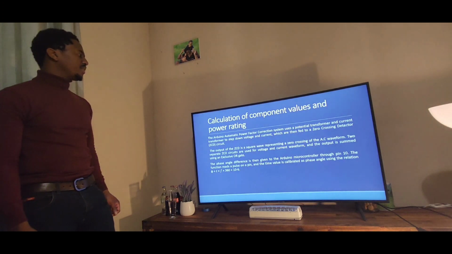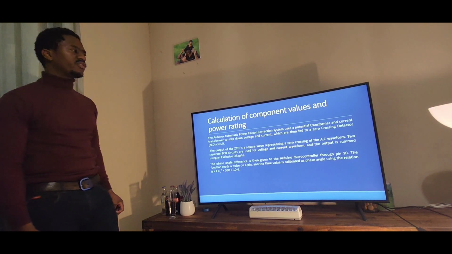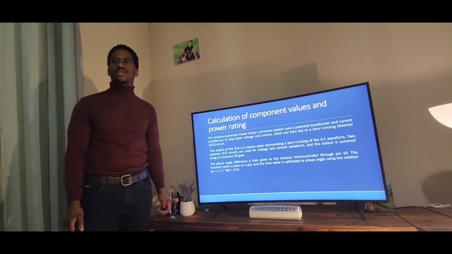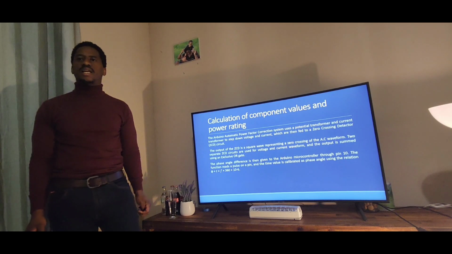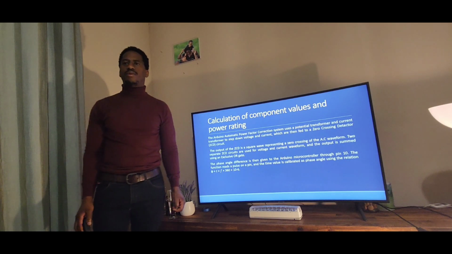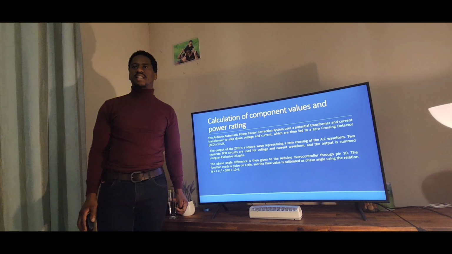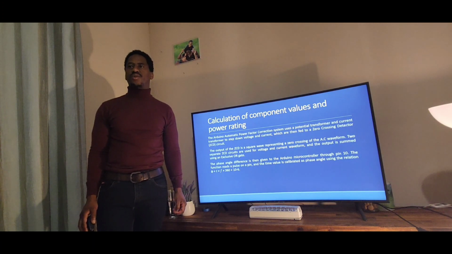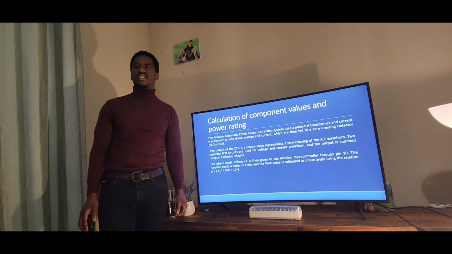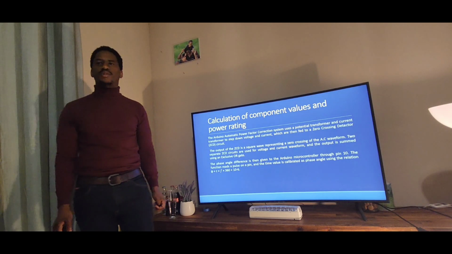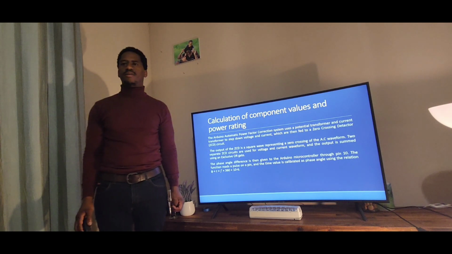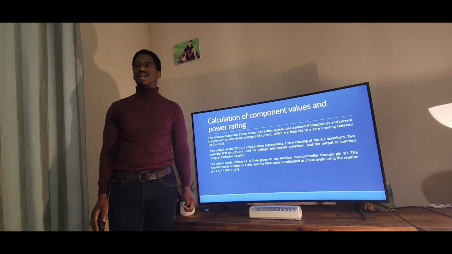The Arduino automatic power factor correction system uses a potential transformer and current transformer to step down voltage and current, which are then fed to a zero crossing detector circuit. The output of the zero crossing detector is a square wave representing the zero crossings of the AC waveform. Two separate ZCD circuits are used for the voltage and current waveforms, and the outputs are combined using an exclusive OR gate. The phase angle is then given to the Arduino microcontroller through pin 10.